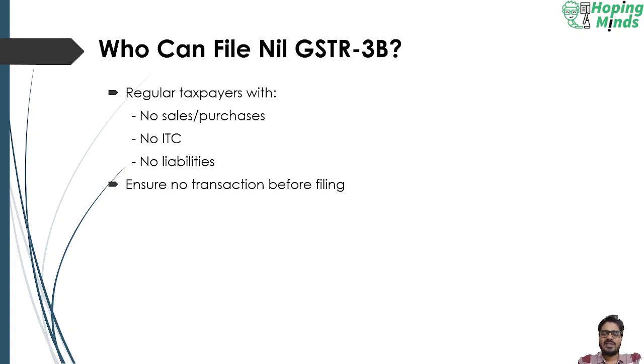Then, no liabilities. Even the case can be that for the current period there are no liabilities, but for the prior period there is some late fee or interest which needs to be discharged so as to proceed to file the GSTR-3B return. In such a case also, filing of nil GSTR-3B return is not possible. So it must be ensured that no transactions exist to file the nil GSTR-3B return.